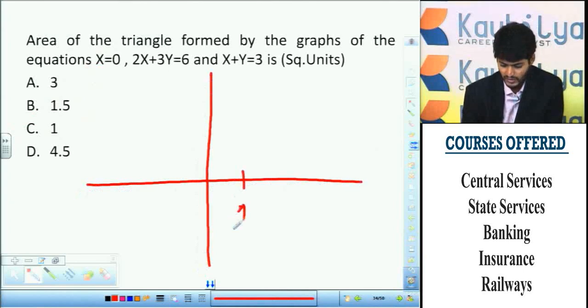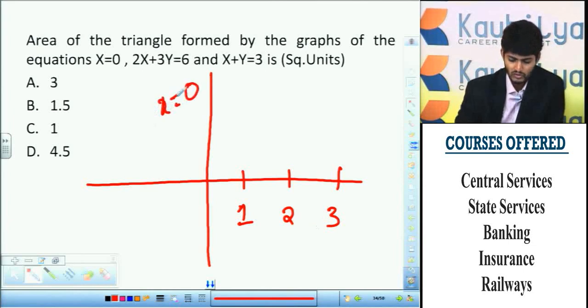So this would be 1, let us say this would be 2, and this would be 3, and so on, not drawn to scale. Now you look at your first line, x is equal to 0. X is equal to 0 is the equation of the y-axis, and y is equal to 0 will be the equation of the x-axis. So this will be your x is equal to 0. This is your first line. Which is your second line?